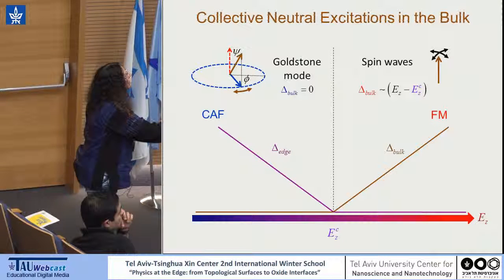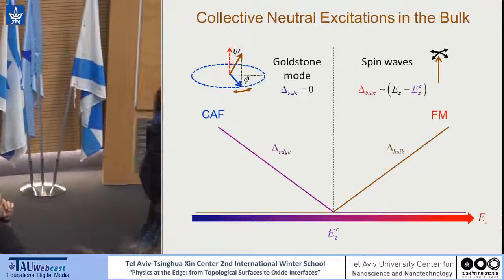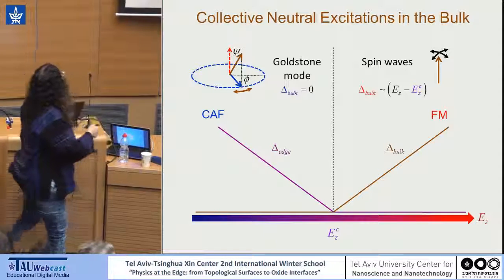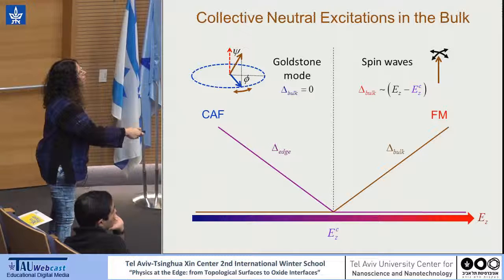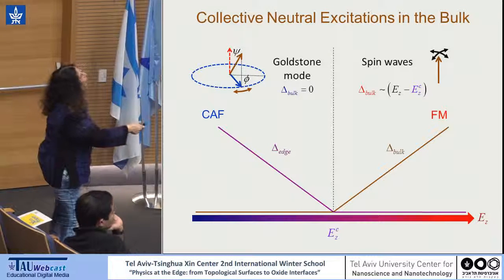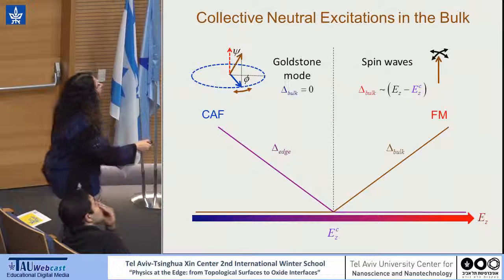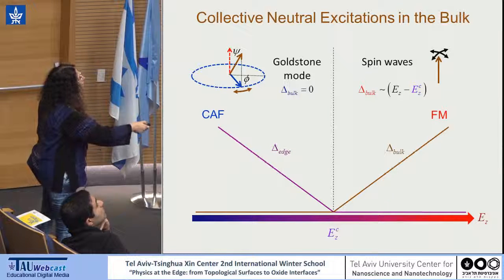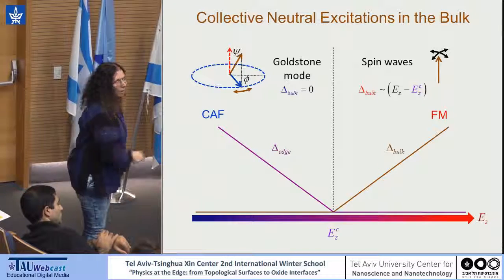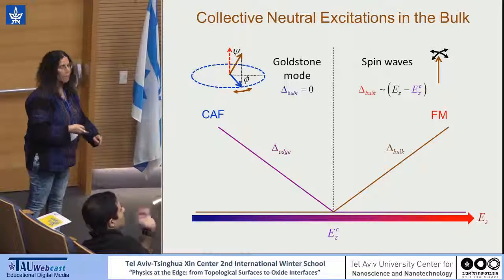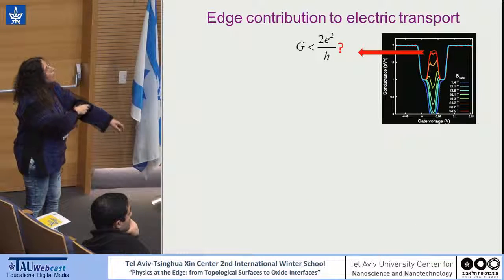And then at the canted antiferromagnet, there is a Goldstone mode, which is a gapless neutral spin wave mode with zero gap. So in a sense, there is some duality relation between the edge and the bulk and the charge and the neutral excitations, where the charge excitations are gapless in the ferromagnet, and the neutral excitations are gapless in the canted phase. Okay, so now let me discuss the transport.